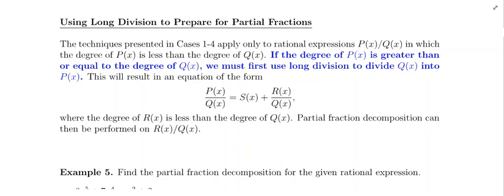Okay, so in a nutshell, what's going on here? If you start out with a single fraction and the degree of the numerator is less than the degree of the denominator, you have to refer to cases 1 through 4. It's one of those 4 cases. If instead the degree of the numerator is equal to the degree of the denominator, or the degree of the numerator is greater than the degree of the denominator, you have to first do long division.